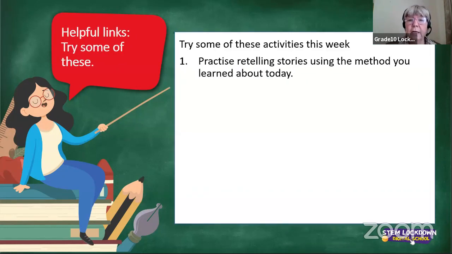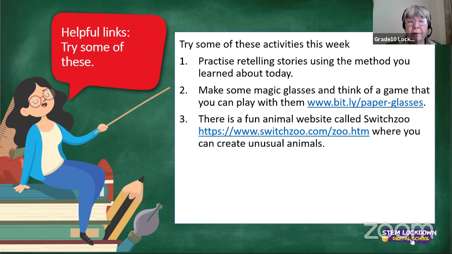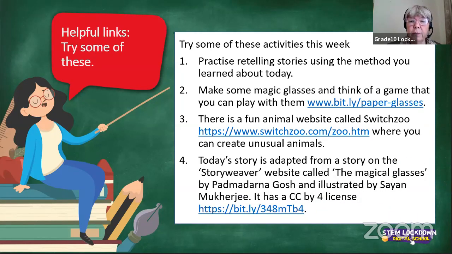So I'm just going to give you a few ideas now, the things you can do this week. First of all, don't forget to practice retelling stories using those 6 sentences that we heard about today. Also, think about making some magic glasses for yourself and play and think a nice creative game that could go with those glasses. If you've got access to the internet, there's a fun website called Switch Zoo where you can create unusual animals. When I saw that okapi, I thought of this website called Switch Zoo. Also, today's story is adapted from a story on the Storyweaver website called The Magical Glasses.